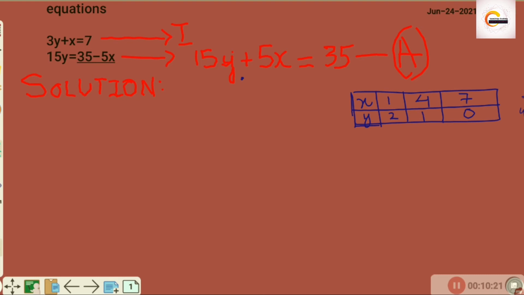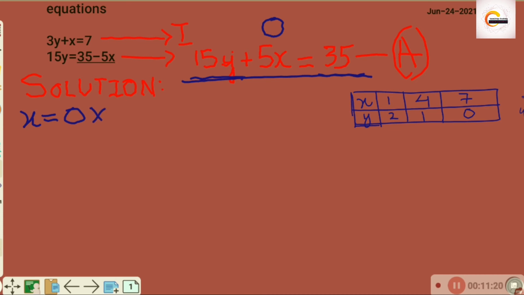So let's see, equation A. For equation A, similarly, as I have told you before, a coefficient is attached with the y variable. See which number I can put so that the final value will be completely divisible by 15. If I put x equals 0 in equation A, then 5x will become 0, and we have to divide 35 by 15, and we know that 35 is not completely divisible by 15, so 0 is not a good option.